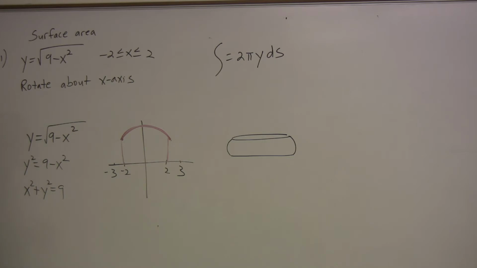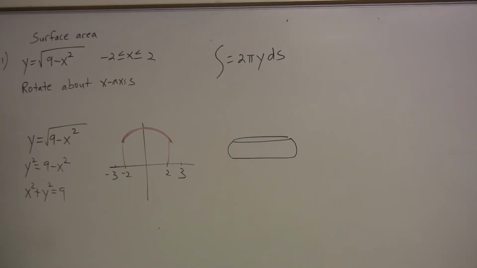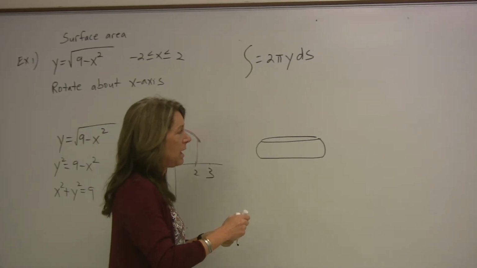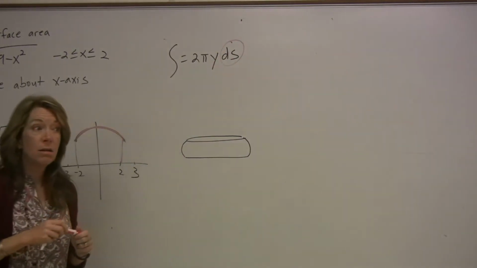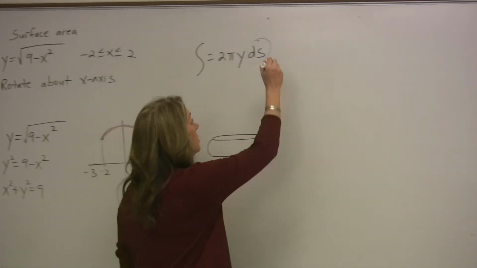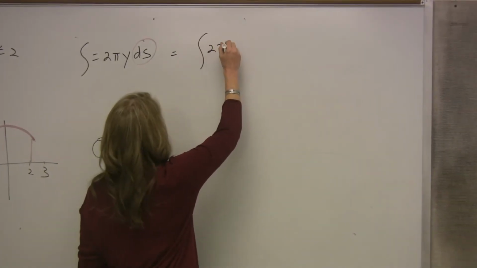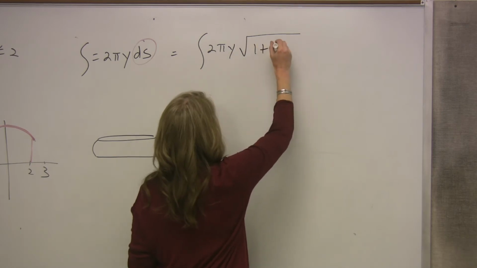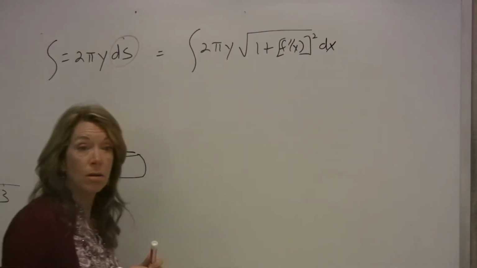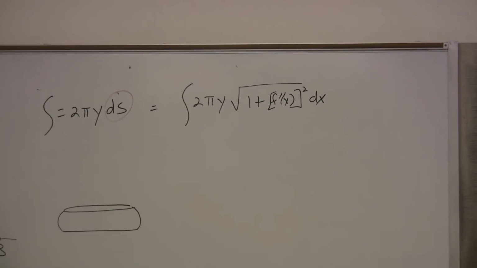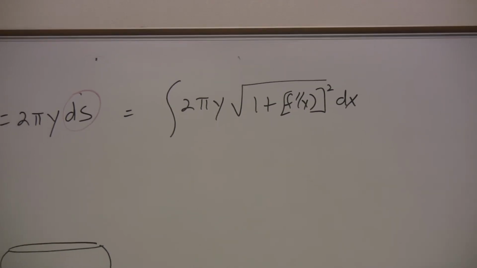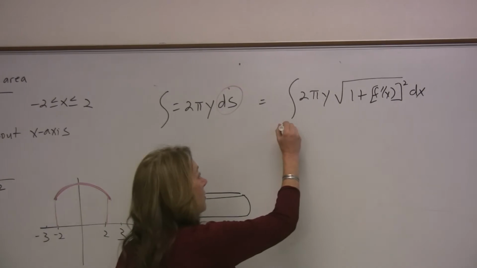So I need to decide if I'm using dx's or dy's. Definitely dx's because they gave me my bounds in x's. It's not a function the other way. So if I want to do dx's, I'm going to replace ds with the formula that we have for ds that has x's in it. So I have the integral of 2 pi y, times the square root of 1 plus my derivative in terms of x squared, dx. I chose to do x's because this is a function in terms of x's, and the bounds for our x's are -2 to 2.